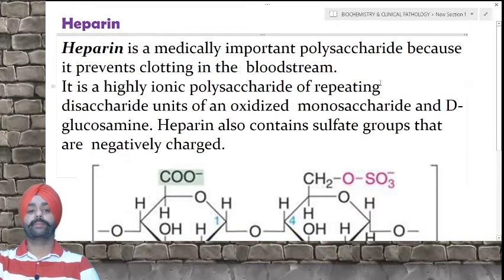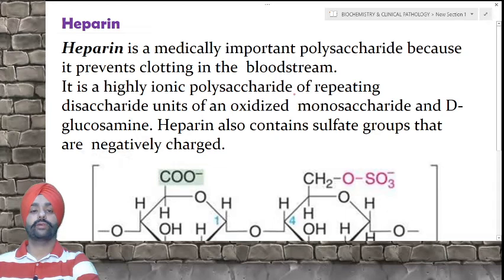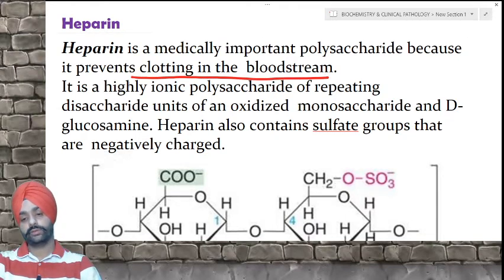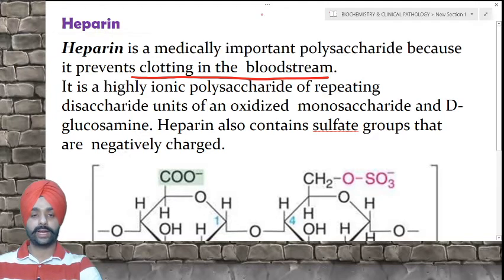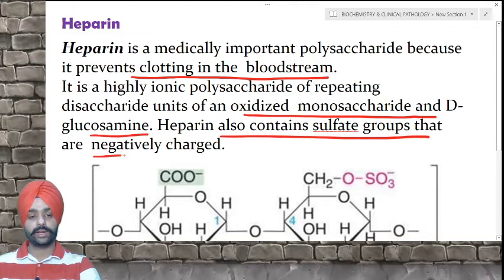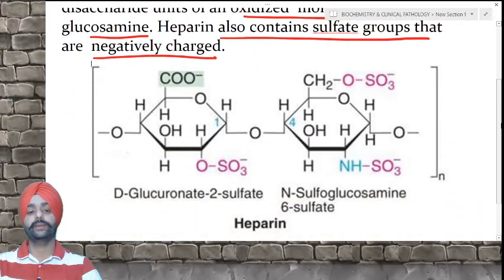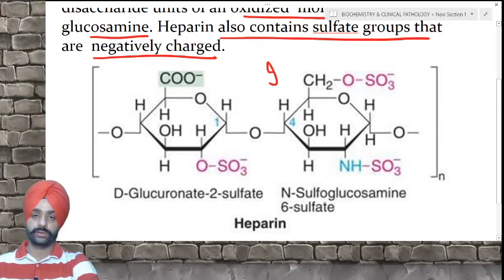Now the next one is heparin. Heparin is a medically important polysaccharide because it prevents clotting of blood. It has a very important feature: it prevents the phenomenon of blood clotting. It is a highly ionic polysaccharide of repeating disaccharide units of an oxidized monosaccharide and D-glucosamine. Heparin also contains sulfate groups that are negatively charged. So due to the presence of positive and negative charges, it is highly ionic in nature.